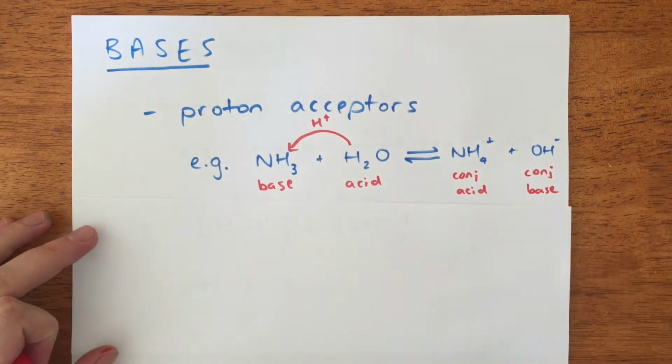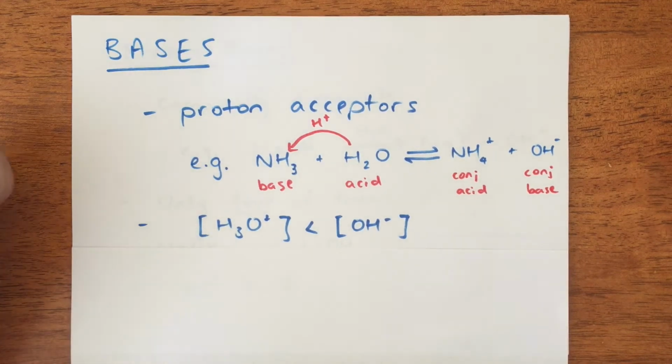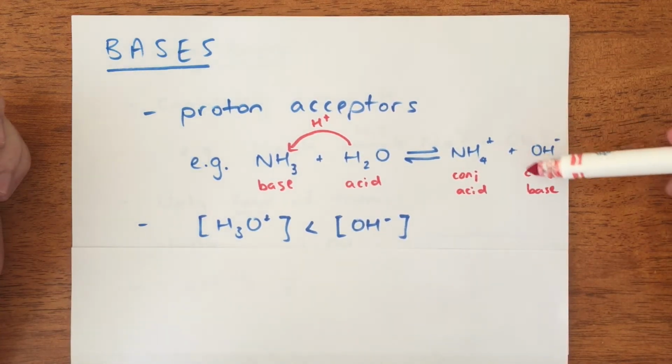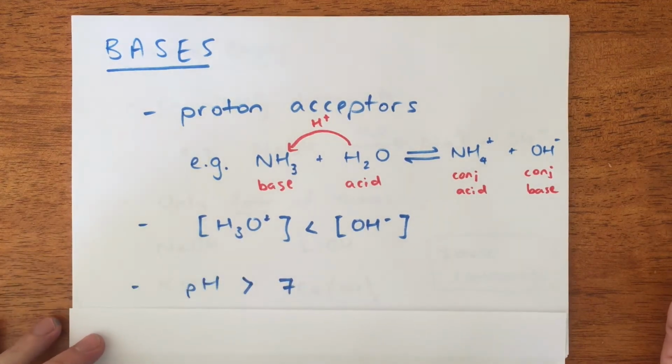Basic solutions should also have a higher concentration of OH- than H3O+. As we can see, OH- ions are produced by the reaction of bases in water, therefore their concentration should be higher. This results in a pH value greater than 7 for basic solutions.